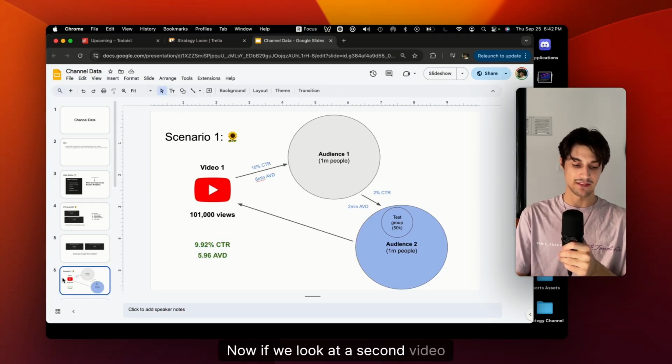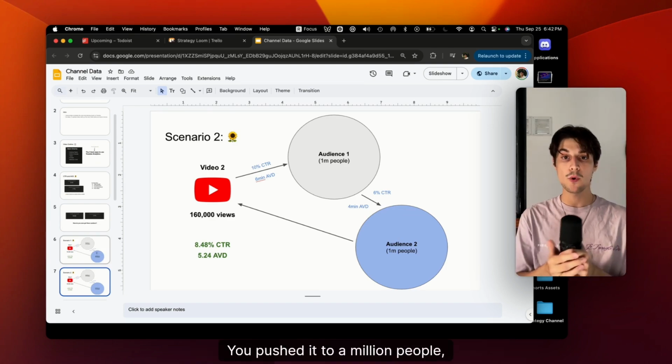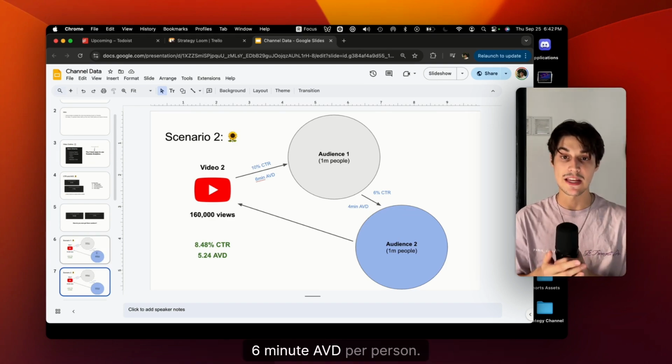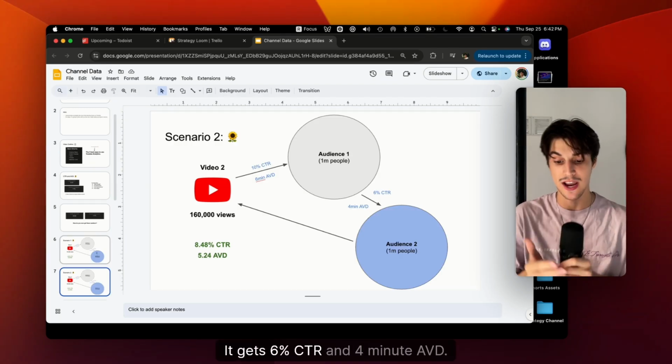Now, if we look at a second video, in this second video, the same thing happened. You pushed it to 1 million people, it got 10% CTR, 6-minute AVD per person, and then if you push it to the test group, it does really well. It gets 6% CTR and 4-minute AVD.